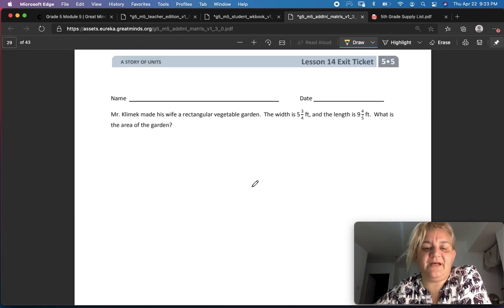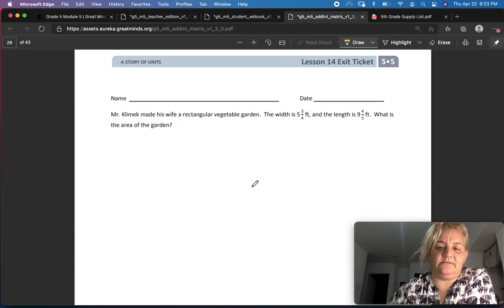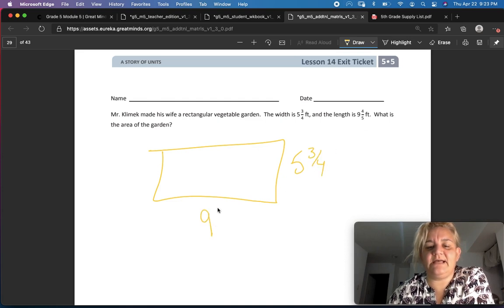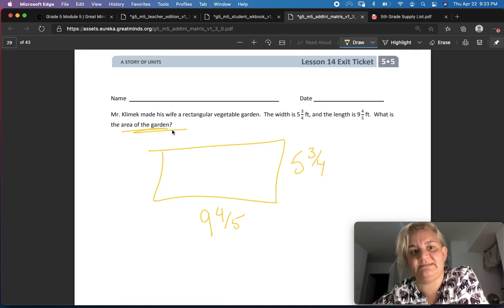Mr. Klimek made his wife a rectangular vegetable garden. Okay? And the width is 5 3/4, and the length is 9 4/5. What is the area of the garden? Oh my gosh, after all those big, heavy story problems, this one's going to be so easy.